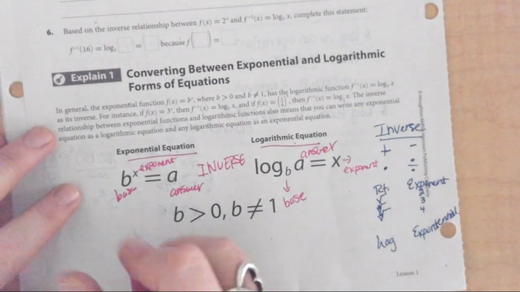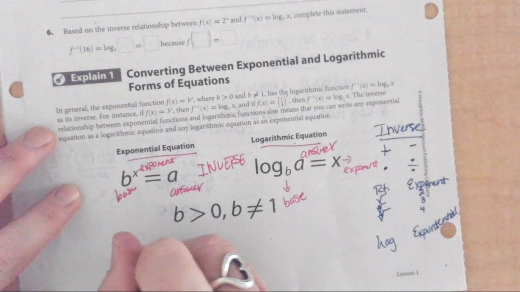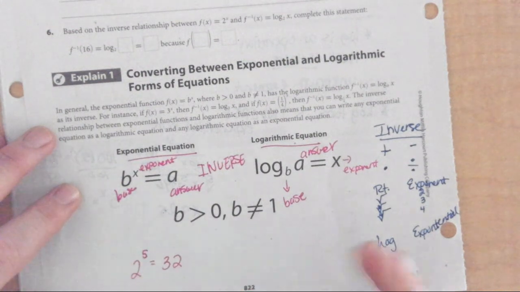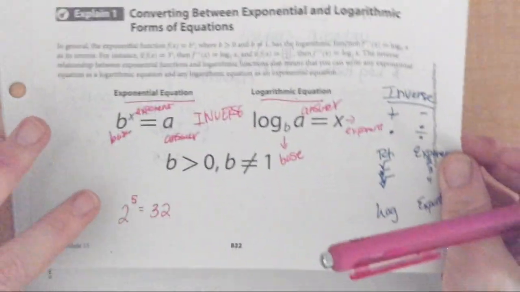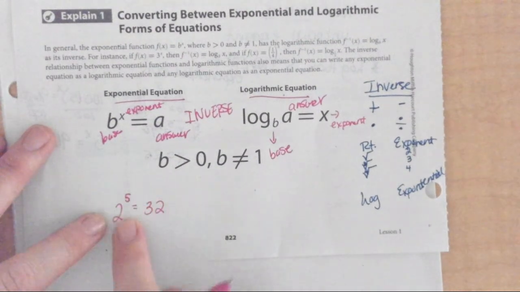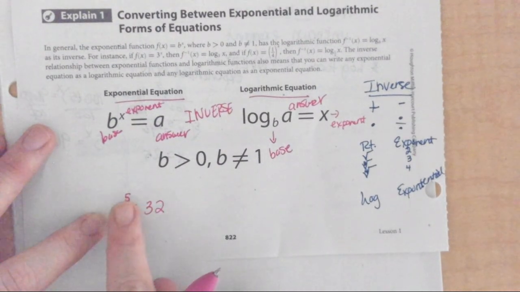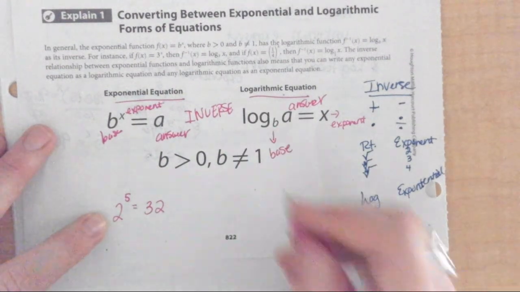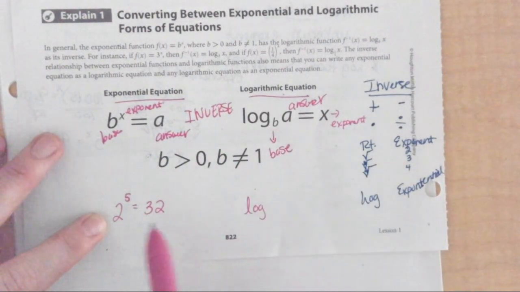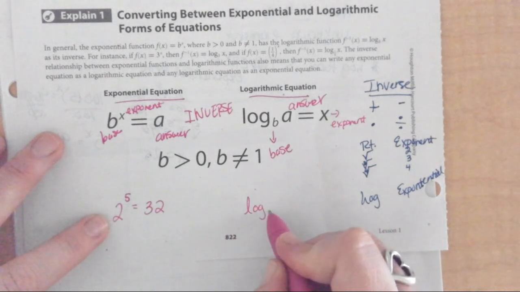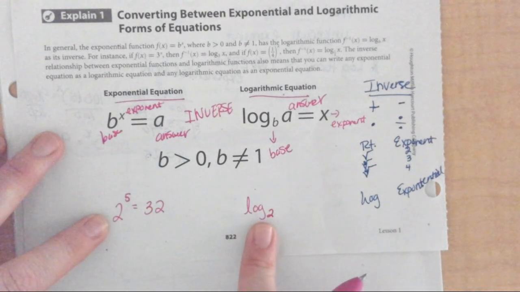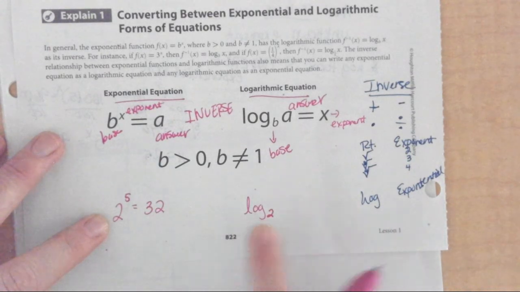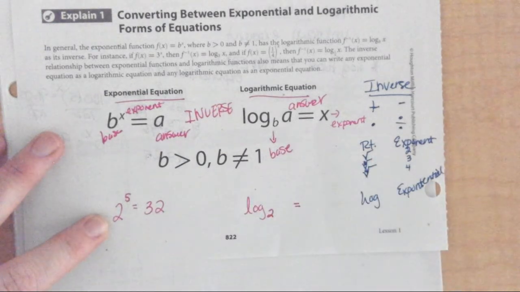So we're going to write an example down here. 2 to the 5th power equals 32. Now the reason I'm writing that like that, there's nothing unknown. You can type this in your calculator. 2 to the 5th power is 32. But to rewrite it, I'm going to write the word log. The base is 2, so log base 2 of, and then I would say equals.